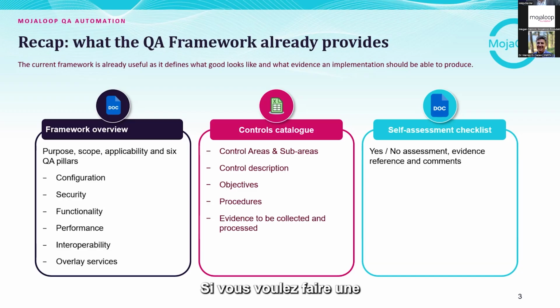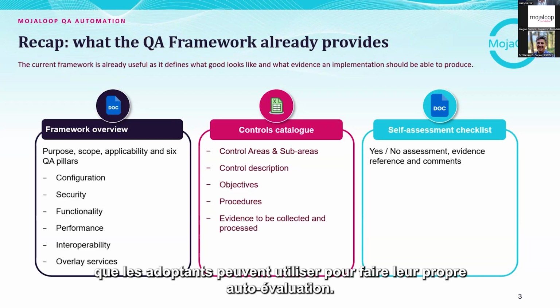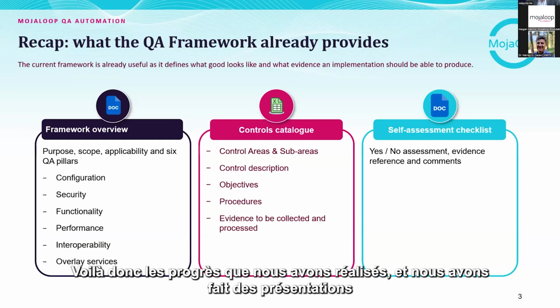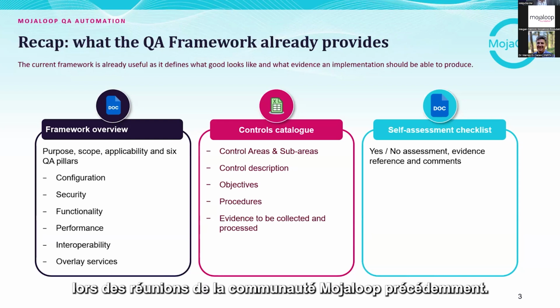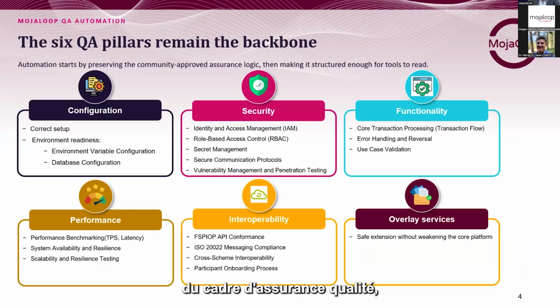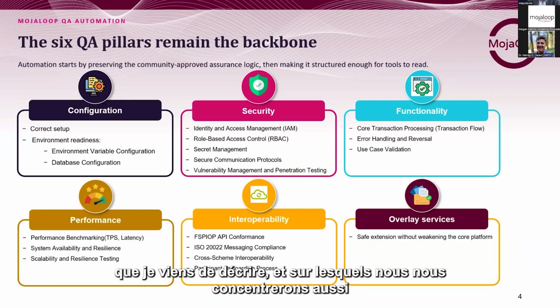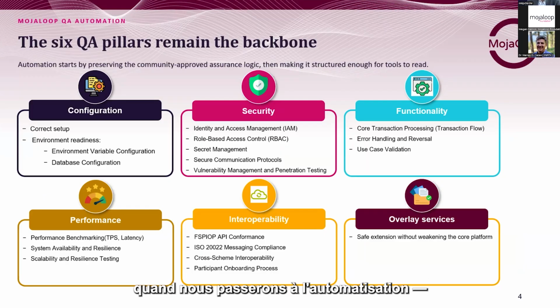If you intend to do a very quick self-assessment, there is a checklist that we have developed. It is basically on a yes or no basis and the kind of evidence that you ought to obtain. We've also developed a self-assessment checklist that can be used by adopters to do their own self-assessment. So that is the progress that we have made and made presentations on in MojaLoop community meetings previously. Just to recap, there are 6 pillars of the quality assurance framework. And if I can just go through each one of them, for which we've developed the documents I've just described, and which we will be focusing on as well when we move into the automation.